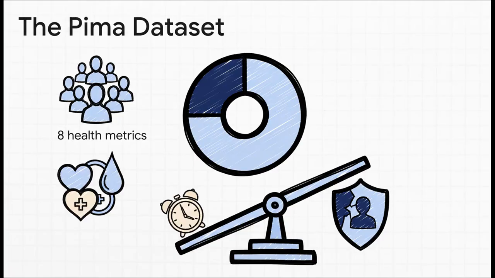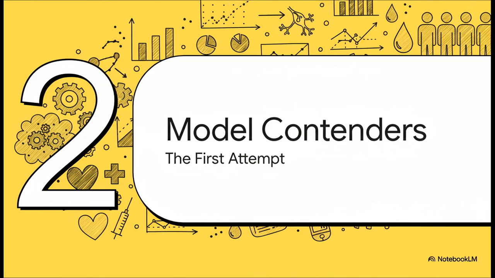The data set itself gives us a snapshot of 768 patients, and for each one, we have 8 different health metrics, things like glucose, BMI, and age. About 35% of them are diabetic. But here's the kicker, and this is so important. In this scenario, missing a positive case, what we call a false negative, is way, way more dangerous than a false alarm. A misdiagnosis could lead to serious problems down the road, and that one fact is going to shape our entire strategy.